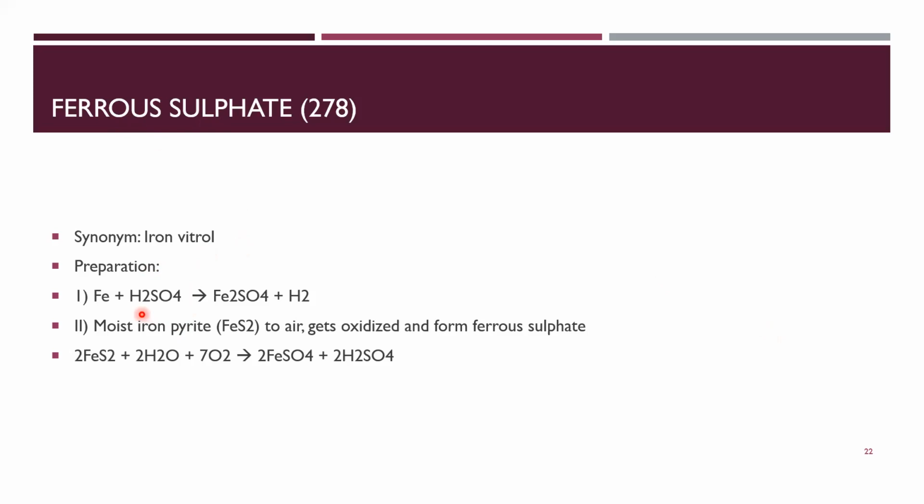H2SO4, that is sulfuric acid. What we get later is FeSO4 with H2 evolved. Then second is moist iron pyrite, that is FeS2, exposed to air, gets oxidized to form ferrous sulfate. Third way of preparation is FeS2 with water, and what we get is FeSO4. So this is basically how ferrous sulfate is prepared.